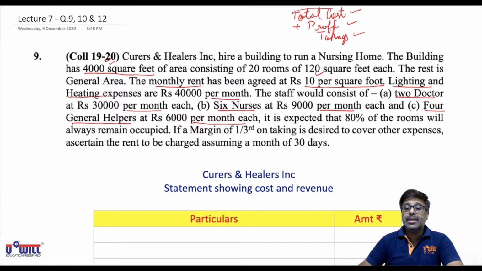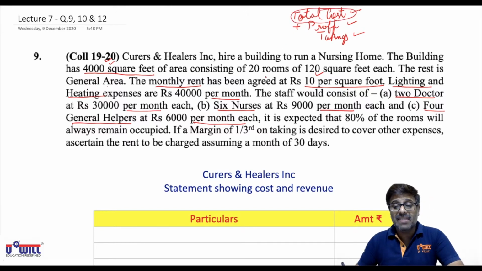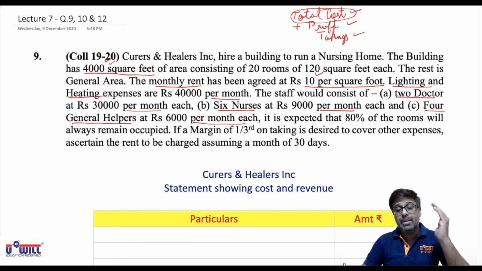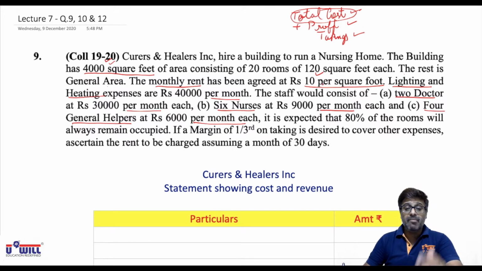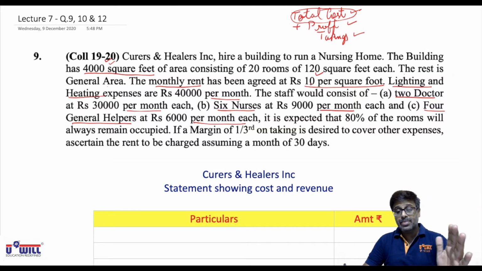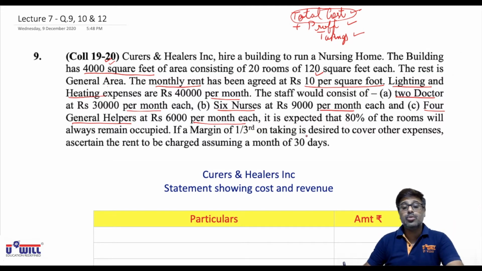Here when you find the rent of the room, you don't need to classify which are the variable costs and fixed costs. Variable and fixed cost classification is required only when break-even point is asked. If break-even point is not asked, then classification of fixed and variable cost doesn't make any sense. So we have not classified in this question which expenses are variable and which are fixed, because break-even point is not asked.